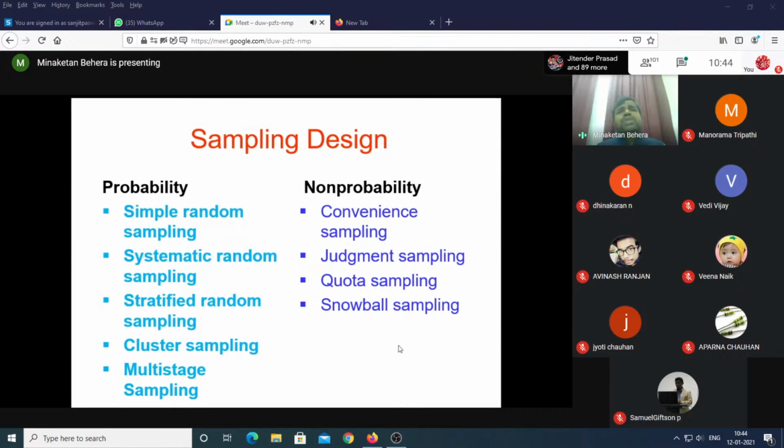Another sampling that we call purposive sampling. Many students use the technical term without knowing that purposive sampling is the same as judgmental sampling. Judgment means that, on the basis of the researcher's judgment, the sample he or she is selecting is the best representative of the population. That is what we call purposive sampling.